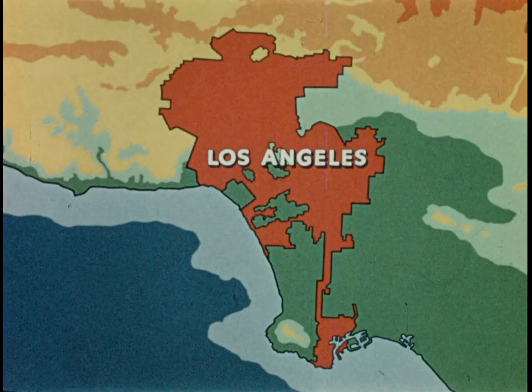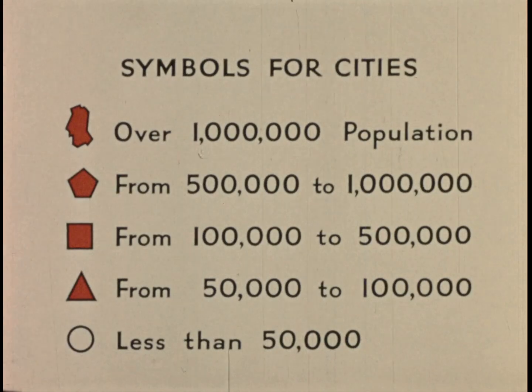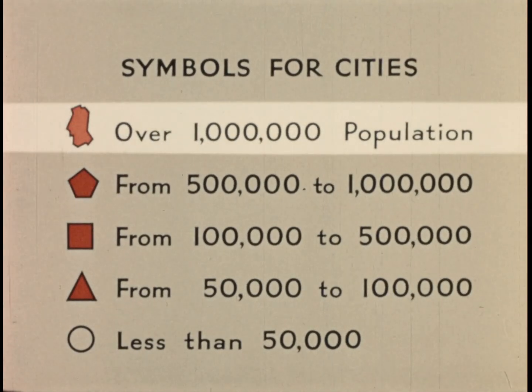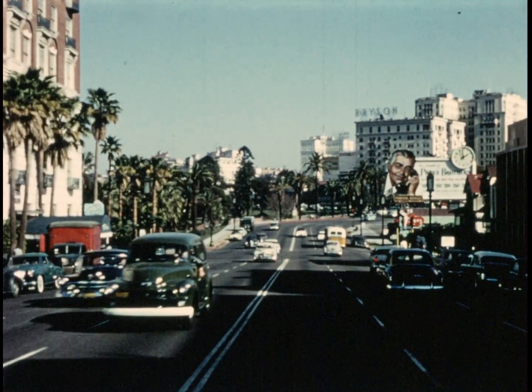Our first map symbol is this irregular red shape, which represents the city of Los Angeles. An irregular shape is often used to locate cities of over 1 million people. But what does this large city really look like?